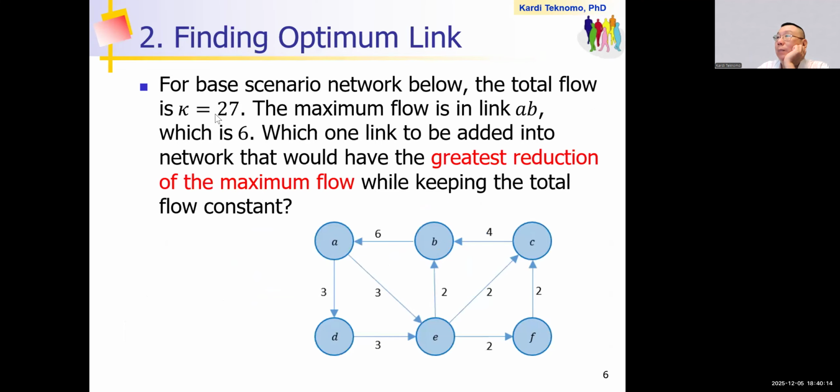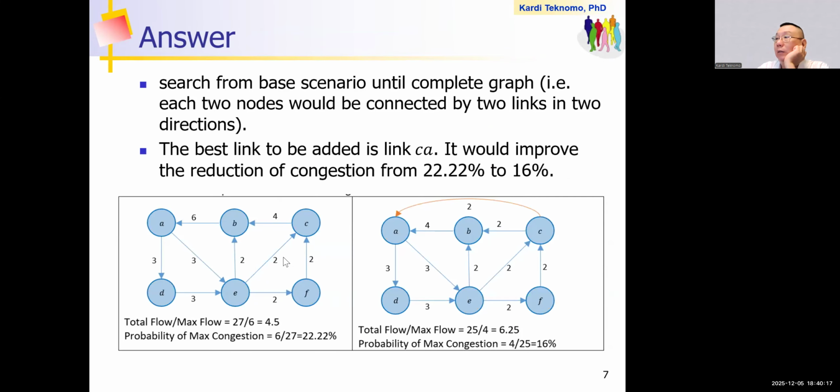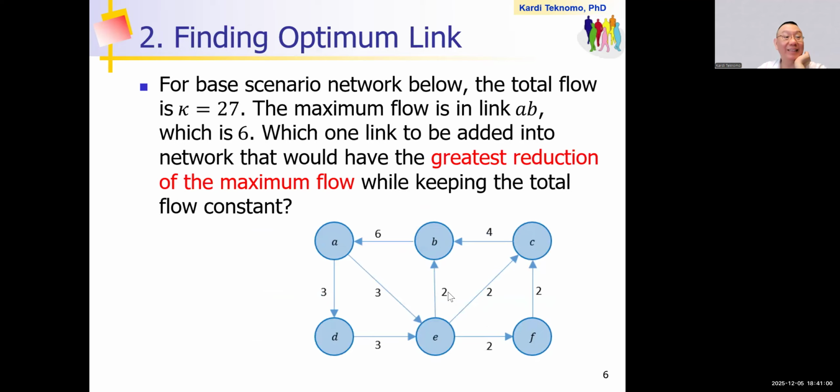The value is simple. The kappa is given, so 27, right? 27 is the total flow. The initial maximum flow here is link 6, right? Then I got this value, then you compute the maximum congestion of this. And you need to enter this network into the matrix. That's the key.